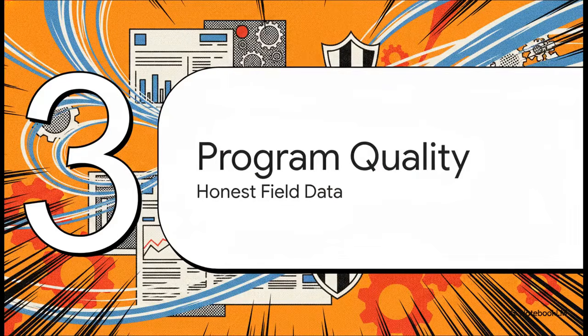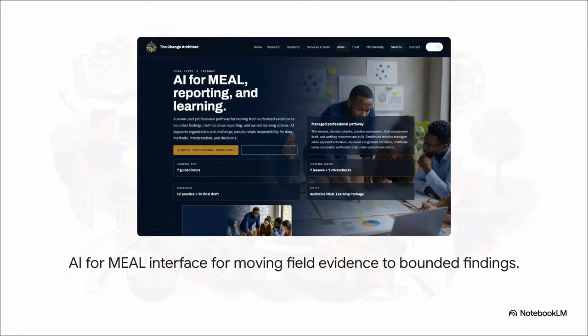All right, Section 3, Program Quality and Evidence, Honest Data Under Pressure. Because honestly, the technology is only half the battle, right? We also have to look closely at the data itself, maintaining strict honesty even under the immense pressure of field operations. In the AI for MEAL course, the Academy trains professionals to carefully move from authorized, raw field evidence to bounded findings, and ultimately to truthful donor reporting.